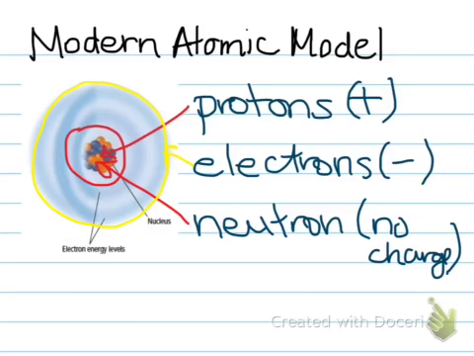The neutrons are also found inside the nucleus, and they do not have a charge at all. They have a neutral charge. The electrons form what is called an electron cloud outside of the nucleus.